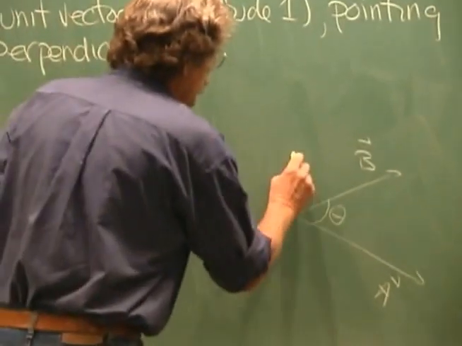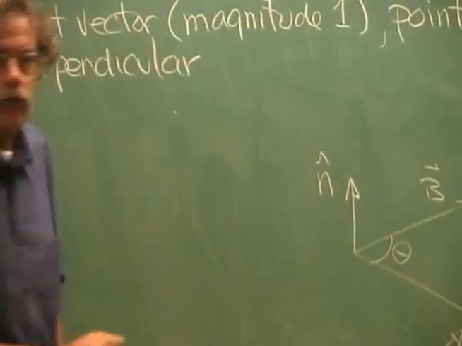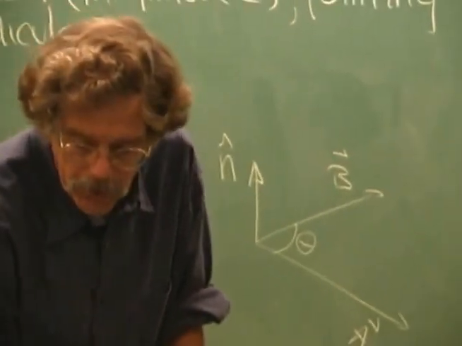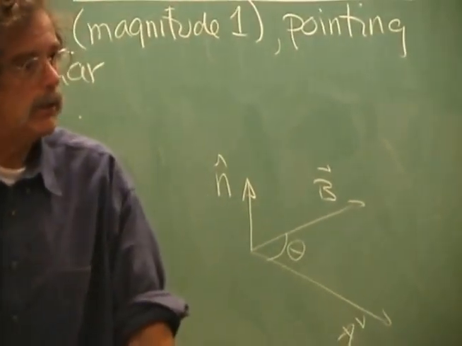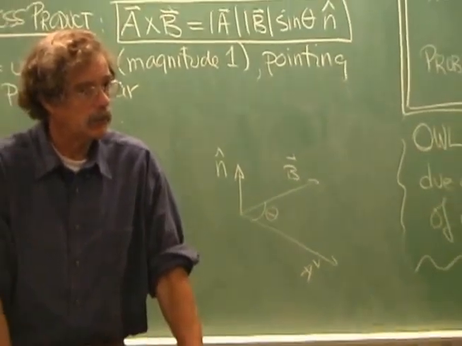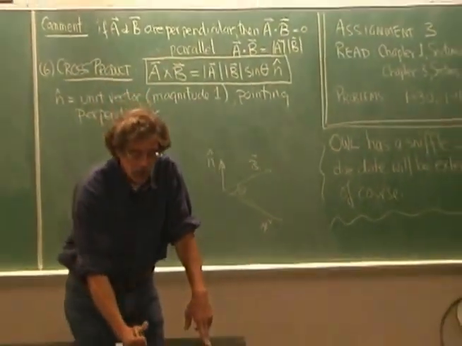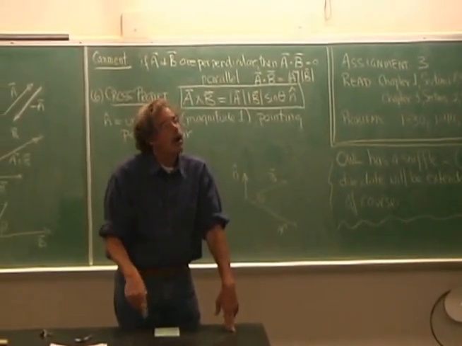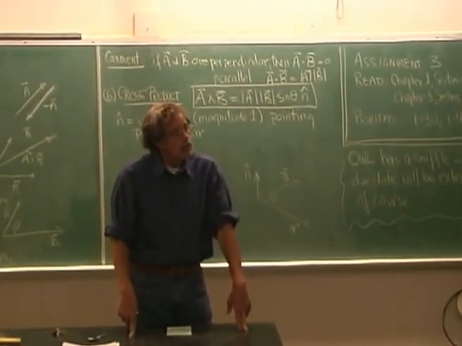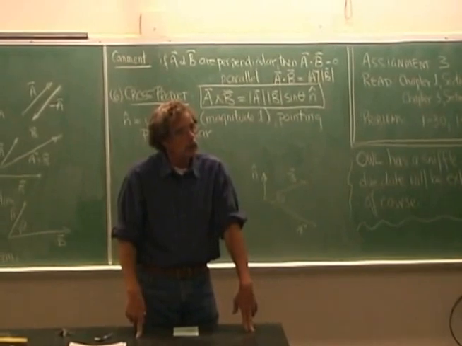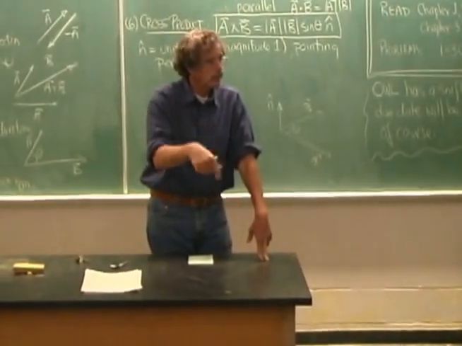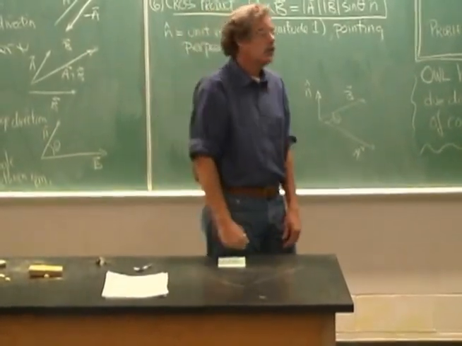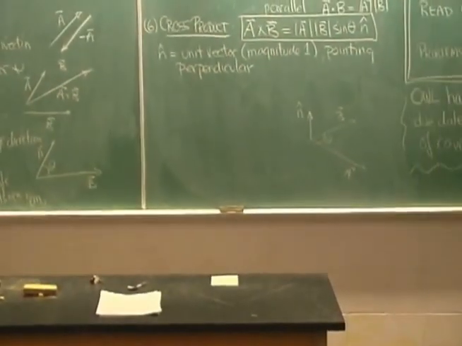Then the unit vector points perpendicular to both of them. The two vectors, A and B, define a plane. In this case, the plane of the table. The cross product points perpendicular to that plane. Uh-oh, there are two perpendiculars to the plane, right? Could be going up, could be going down. Both of those are perpendicular to this table. Which direction does the cross product point?